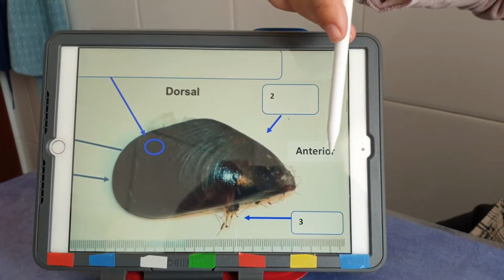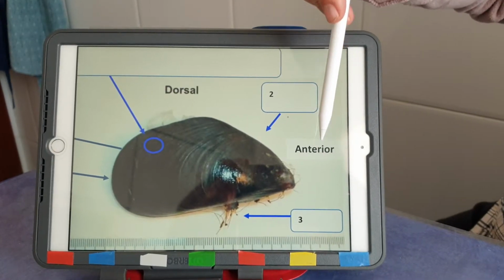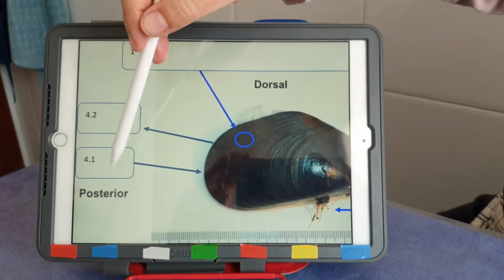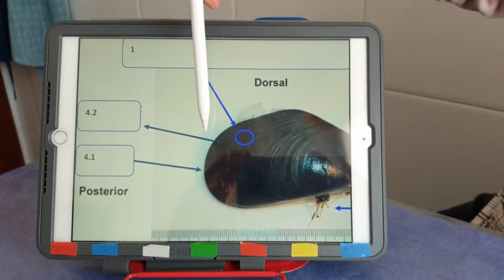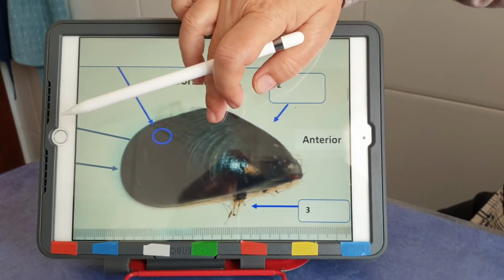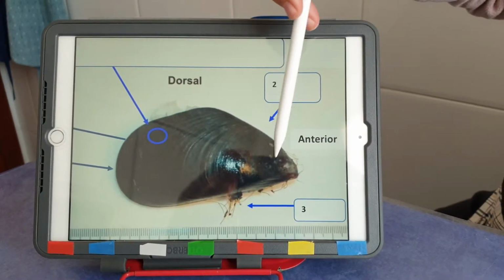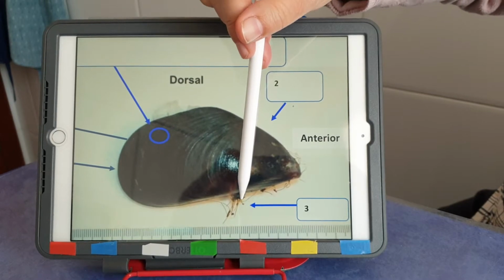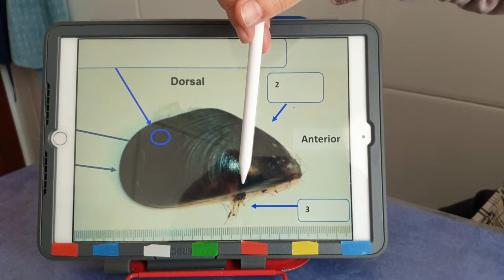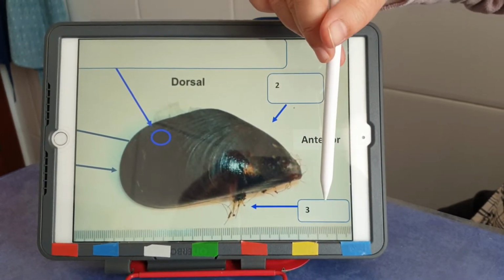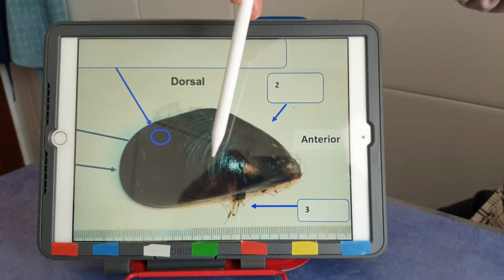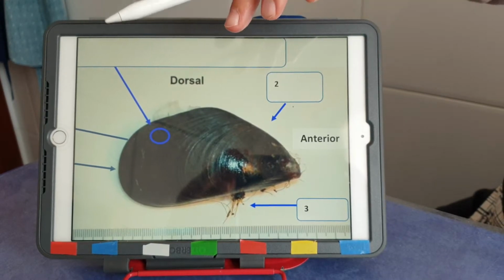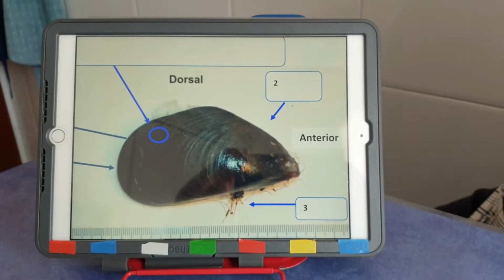The anterior is where the mouth is. Posterior, you know it, where the anus is. So in your worksheet, you have to know what is the name of these threads, basal threads, that the mussel uses to attach to the rock, and that's it, anterior and posterior.